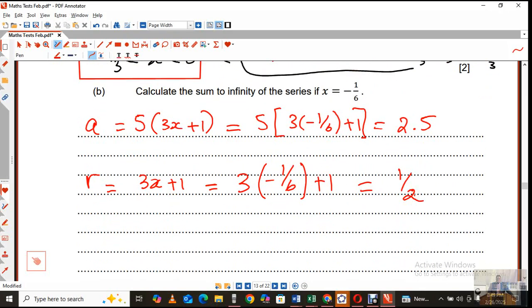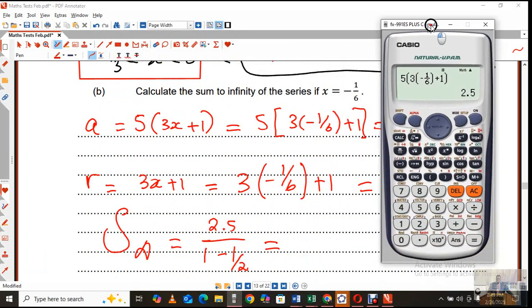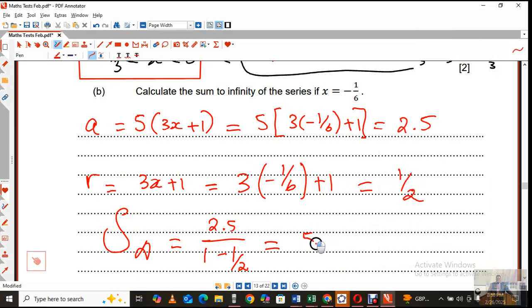We're going to find the sum to infinity. So the sum to infinity will be our value of A, which is 2.5, over 1 minus half. Let's grab a calculator and see what it gives us. I think it should give us a value of close to 5. Let's see. So it's 2.5 all over 1 minus a half, which is just a half. See, very easy. 1 minus a half is a half. Good. There you go. Our answer is 5, which is the final solution to that question.